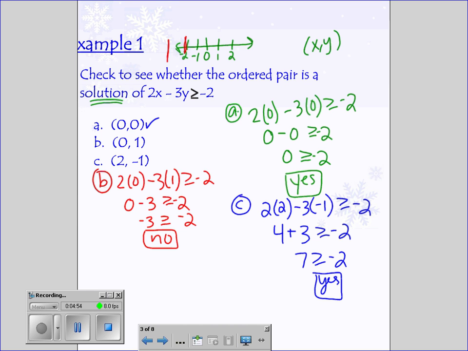So A and C are both solutions to the inequality, and B is not a solution to the inequality.